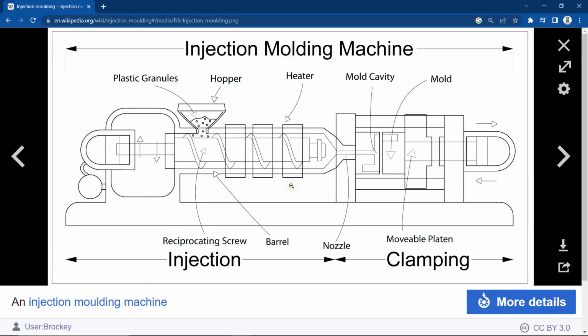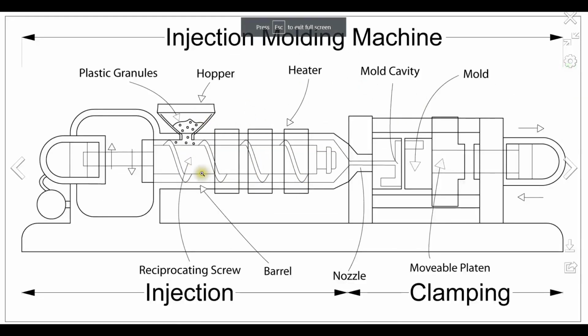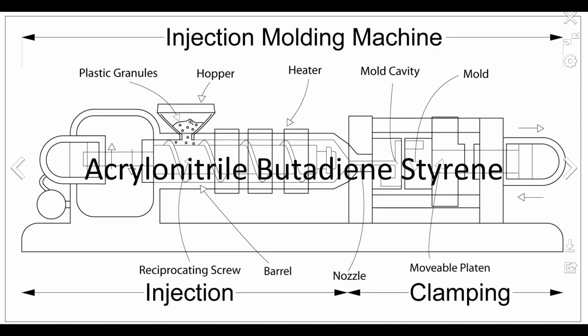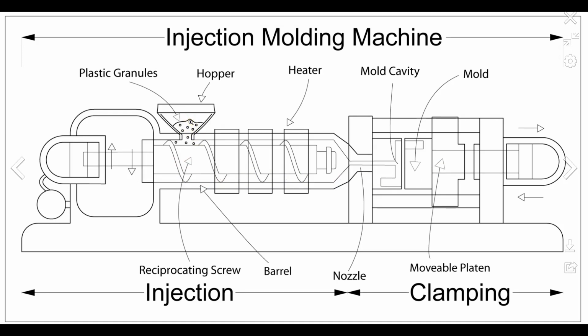So here is the simplified view of an injection molding machine. You can see several parts like the hopper, reciprocating screw, heating coils, and the mold. These are the important parts of an injection molding machine. Granular plastics will be fed through this hopper, and in the automotive industry mostly ABS is used as the plastic material, which is acrylonitrile butadiene styrene.